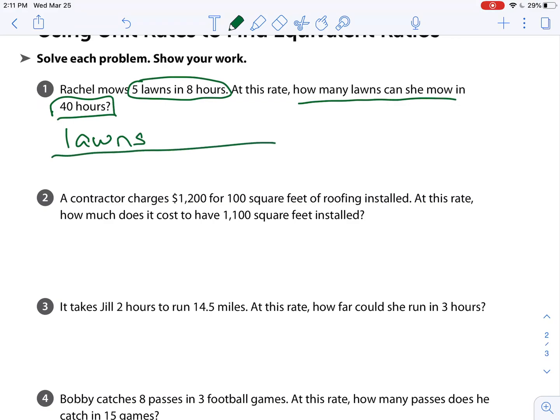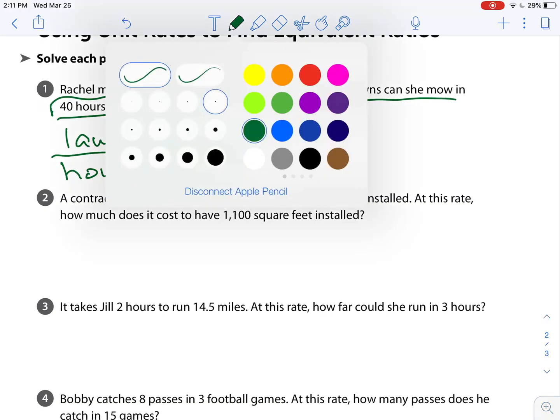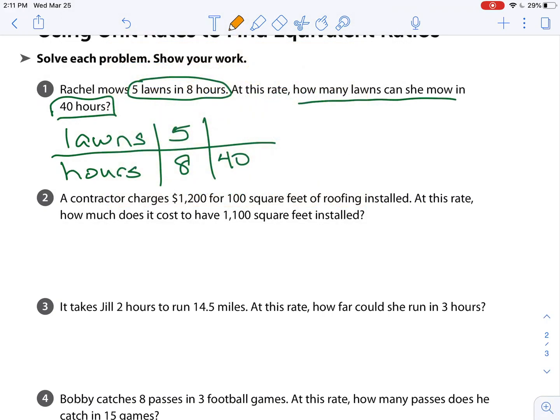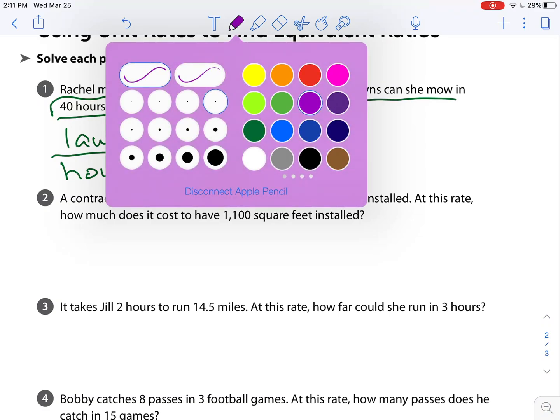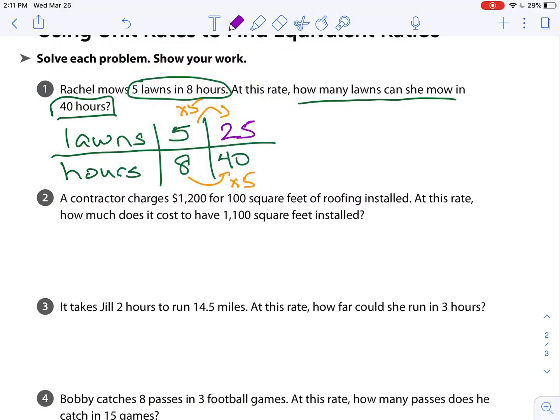Your directions yesterday were to use ratio tables, so you should be using a ratio table for each of these. We have lawns and we have hours, always starting with words. 5 lawns in 8 hours. Our target is 40. And then we have to decide, what are we going to scale up or down by? Well, we can easily go from 8 to 40 by multiplying by 5. So we're scaling up by a multiple of 5. And that gives us our target of 25.